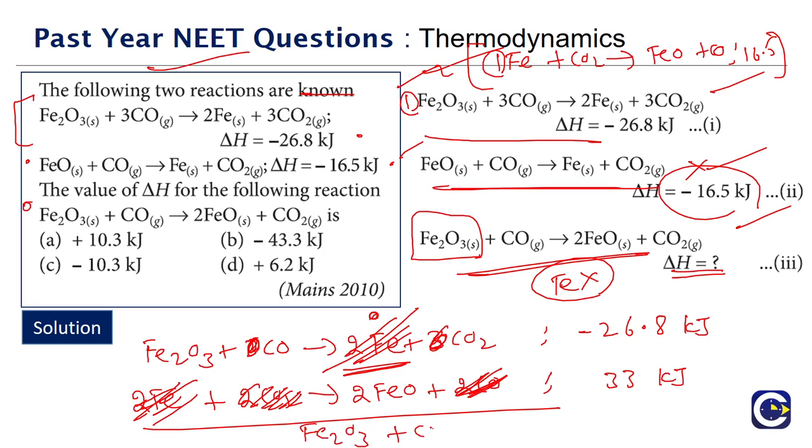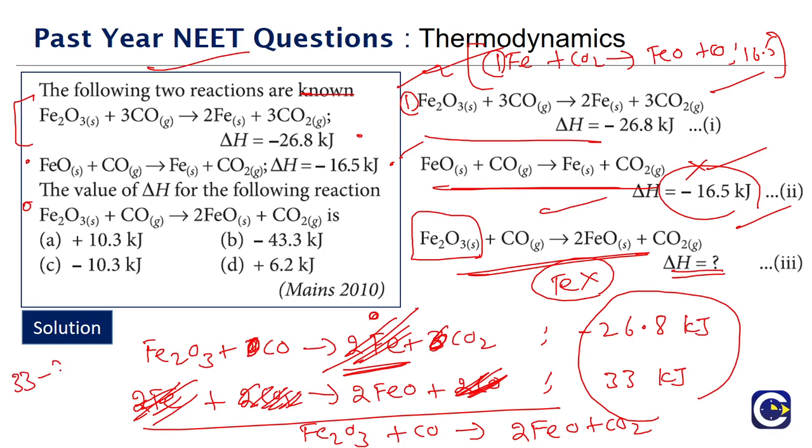Fe2O3 plus CO gives rise to 2FeO plus CO2, that is our equation 3. For equation 3, the enthalpy change will be equal to minus 26.8 plus 33. 33 minus 26.8 is what? 6.2, right? Subtracting 26.8 from 33, it will be plus 6.2. So that is the enthalpy change for the third reaction.